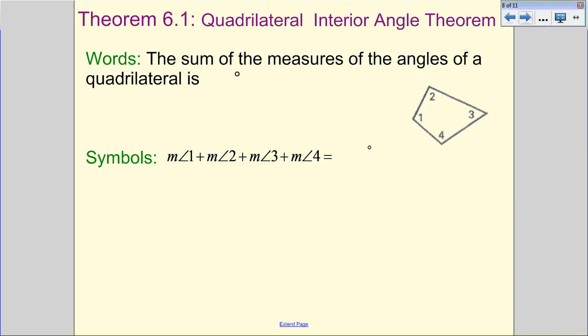All right, let's take a look at theorem 6.1. It's the quadrilateral interior angle theorem. What that tells us is that the sum of the measures of the angles of a quadrilateral is 360 degrees. We're going to do a little demonstration here in a moment to show you that. But we need to know that every quadrilateral has 360 degrees. And so what that means is if we take angle 1 plus angle 2 plus angle 3 plus angle 4, it should equal 360 degrees. So just like we knew a triangle had 180, we need to know that a quadrilateral has 360.